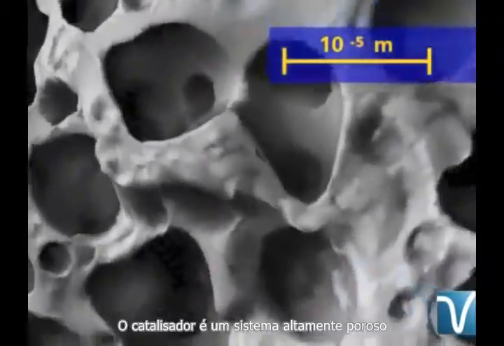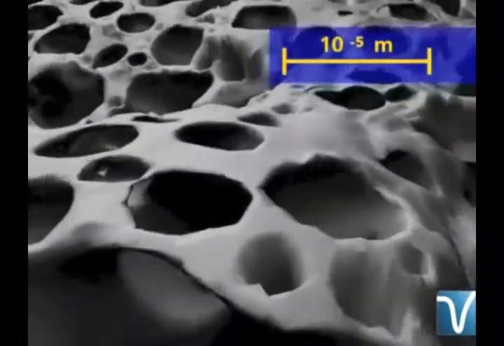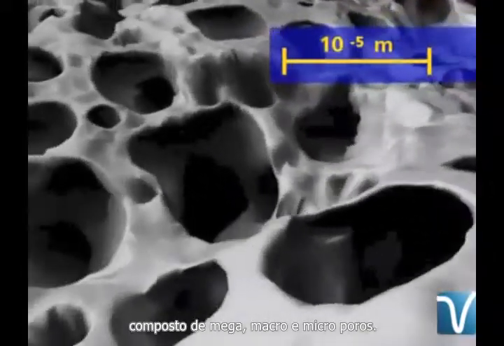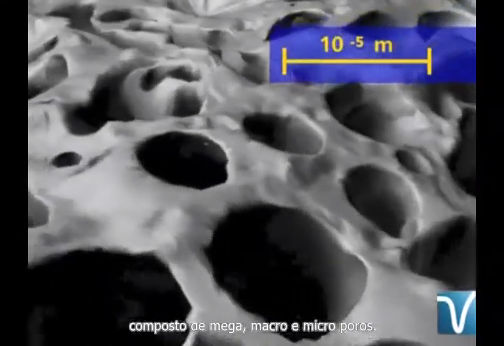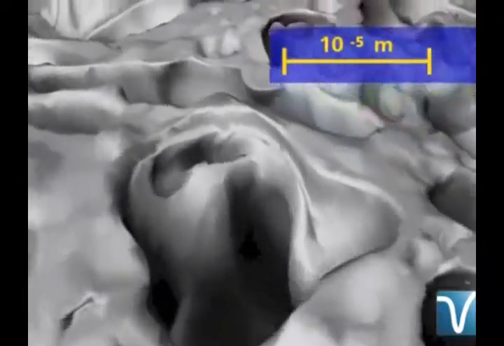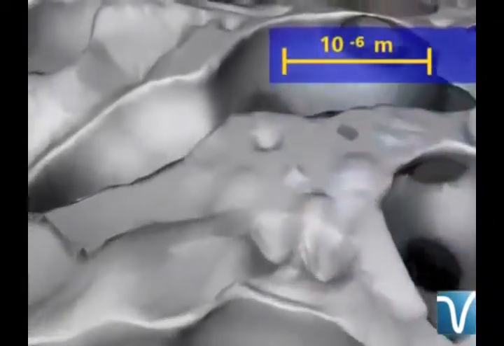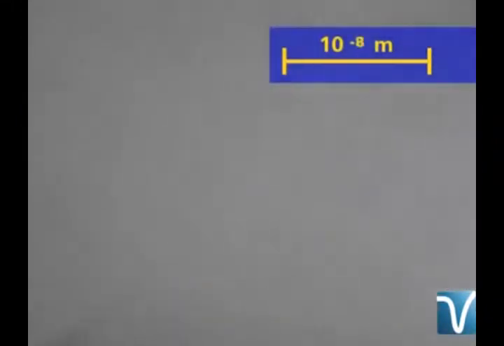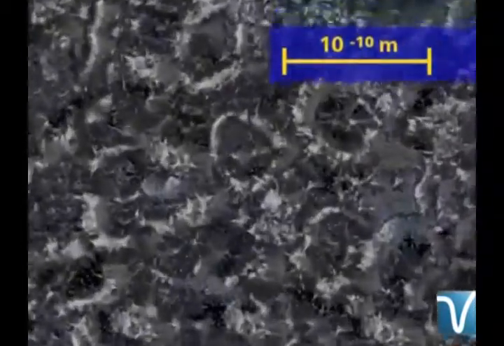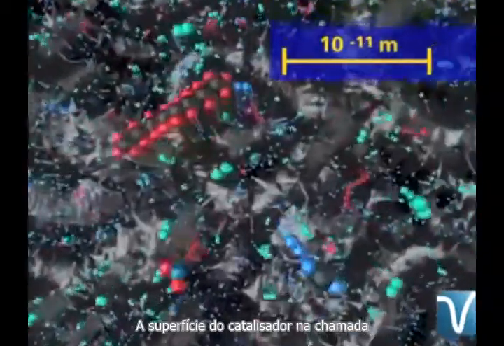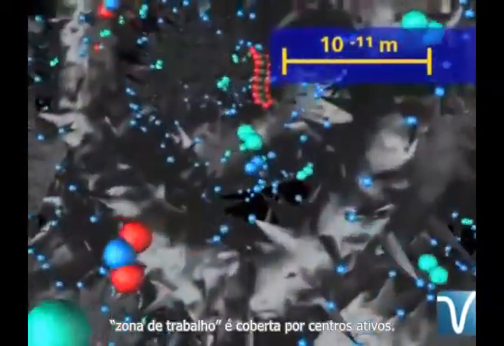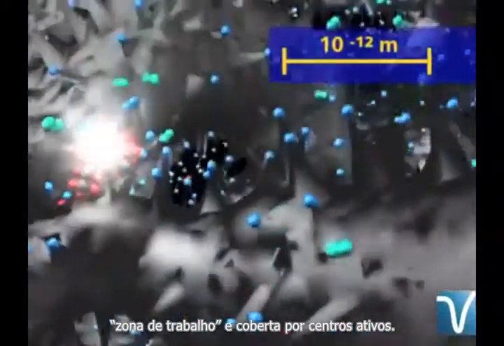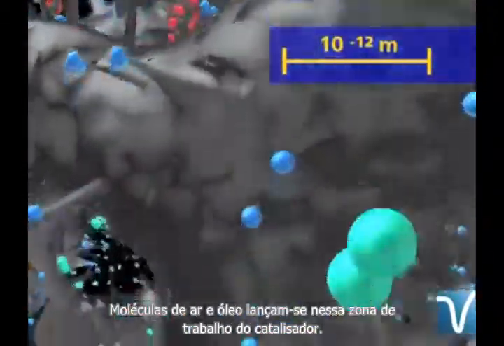The catalyst is a highly porous system of mega, macro and micropores. The surface of the catalyst, or the so-called working zone, is covered with active centers. Air and oil molecules impinge on this working zone of the catalyst.